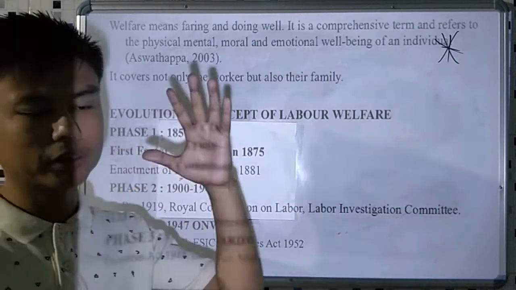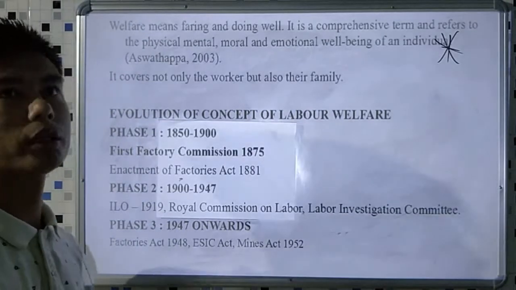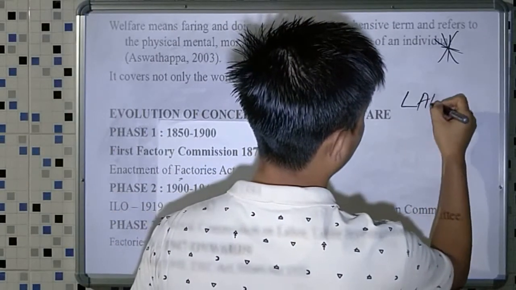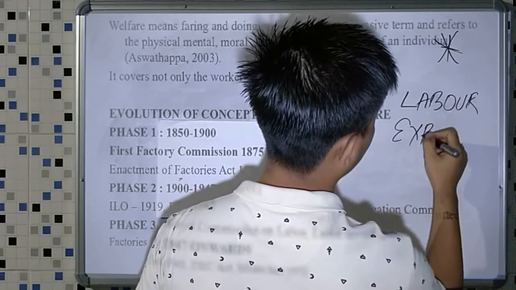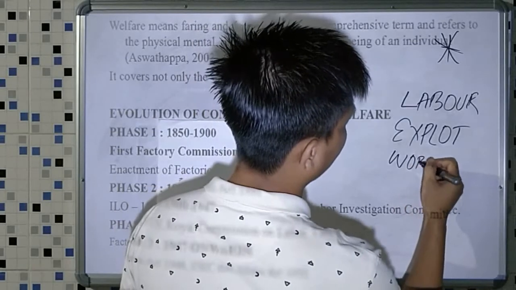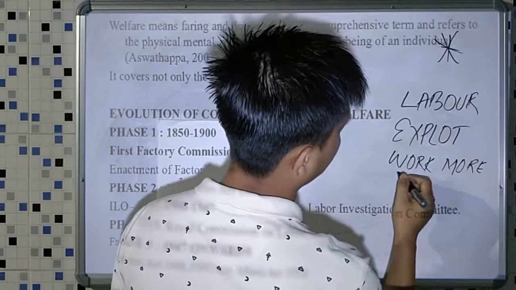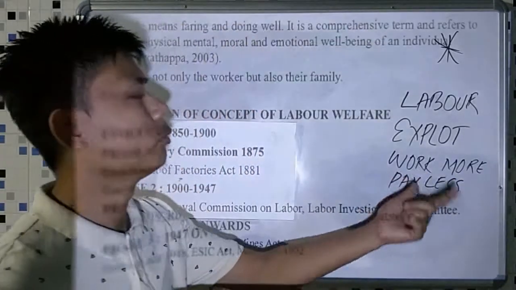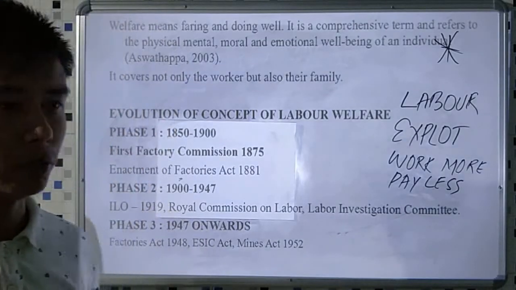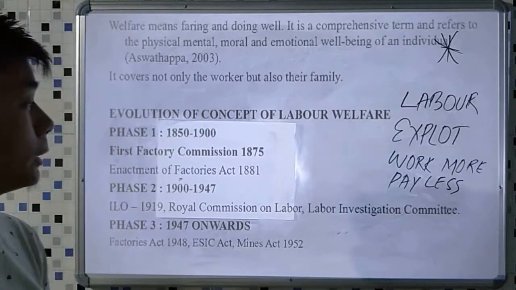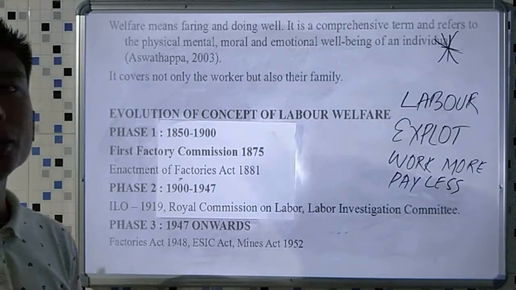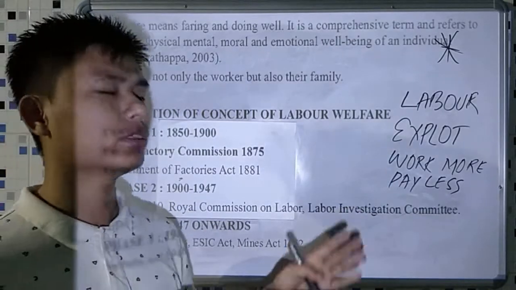Before independence, of course we won't know, but when we refer back to the books, we find that labors were very much exploited. They were working more, but they were paid less. Working conditions were very bad. Nothing was hygienic, there was no social security benefits, and people were being exploited. They were treated more like a commodity. So what does the commodity concept tell? It says workers are treated as commodity, as goods.